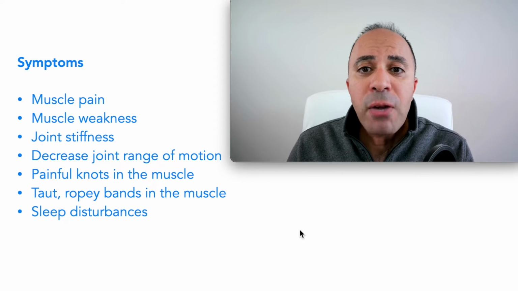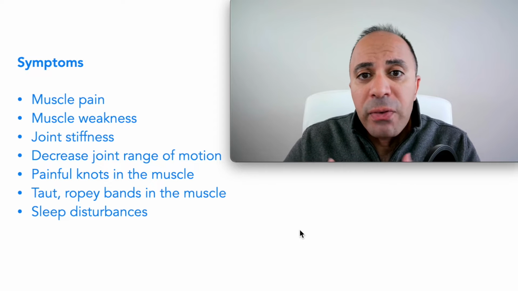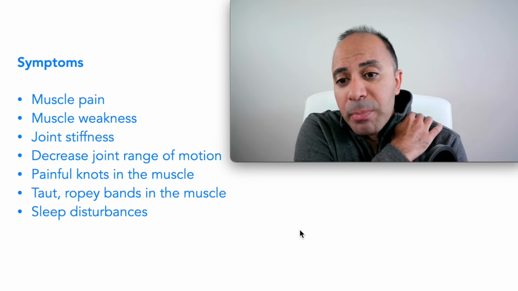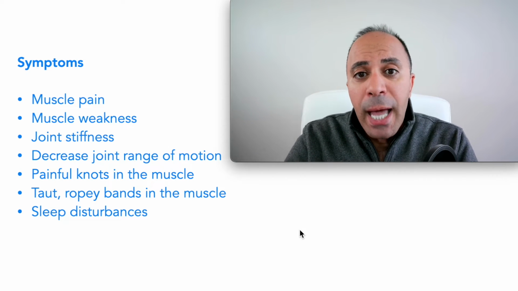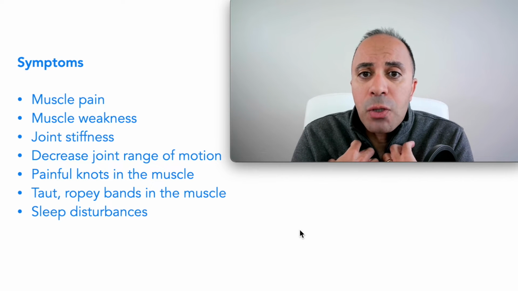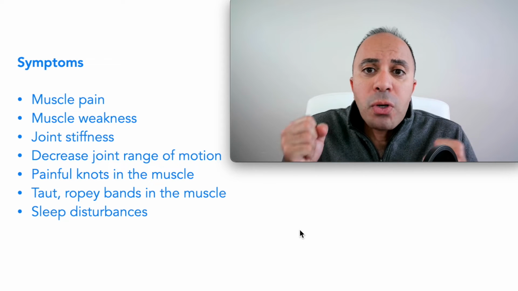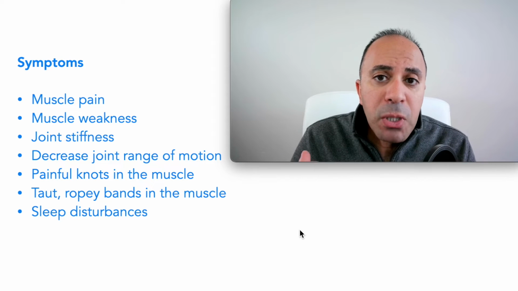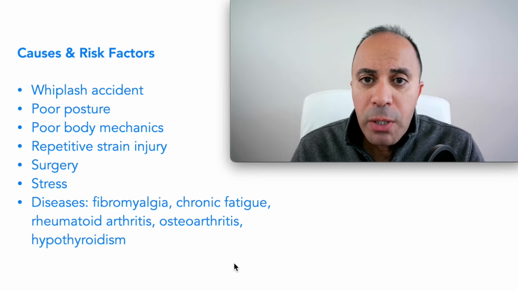So the symptoms of myofascial pain syndrome: muscle pain, joint pain, muscle weakness. You're gonna feel like a rope or band or a knot inside your muscle when you start to palpate, especially in the trap area. You will have decreased range of motion. As I said, when the fascia system is tight, it feels like you're wearing clothes that are too small for your size. So you're gonna feel suffocated, or you feel limited range of motion. Also, you're gonna have sleep disturbance. So what are the causes and risk factors for myofascial pain syndrome?